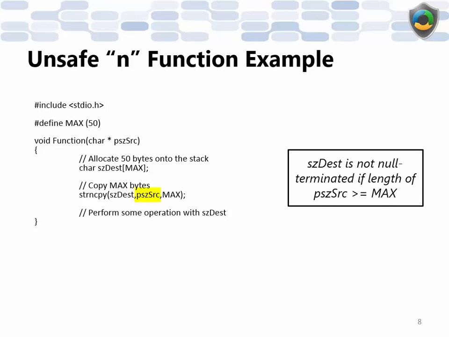All right, the problem is that during the strncpy of pszSrc into the szDest buffer, if pszSrc is greater than or equal to 50 bytes, the null termination won't take place. Since the destination buffer is not null terminated, it can cause, at best, unexpected application behavior, and at worst, a buffer overflow condition later in the code.